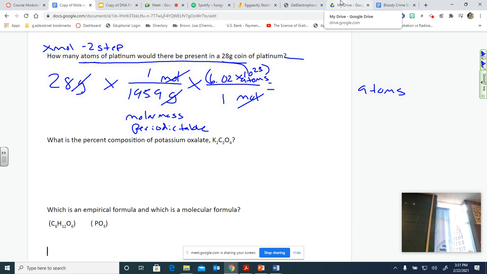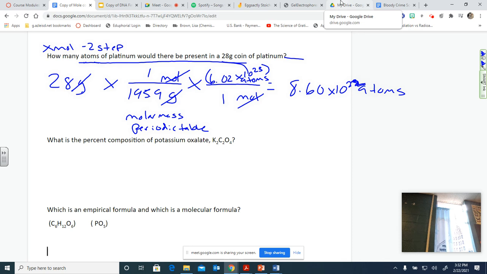The bottom says 195.9. So I'm going to divide by 195.9. Enter again. I could divide by 1, but that would give me the same answer. So I'm going to have to do that. Answer's done. Gives me 8.60 times 10 to the 22nd.